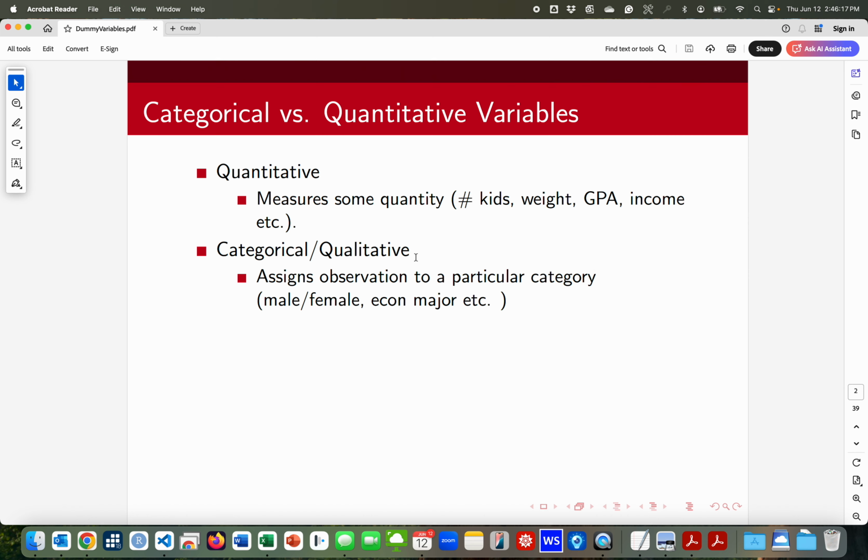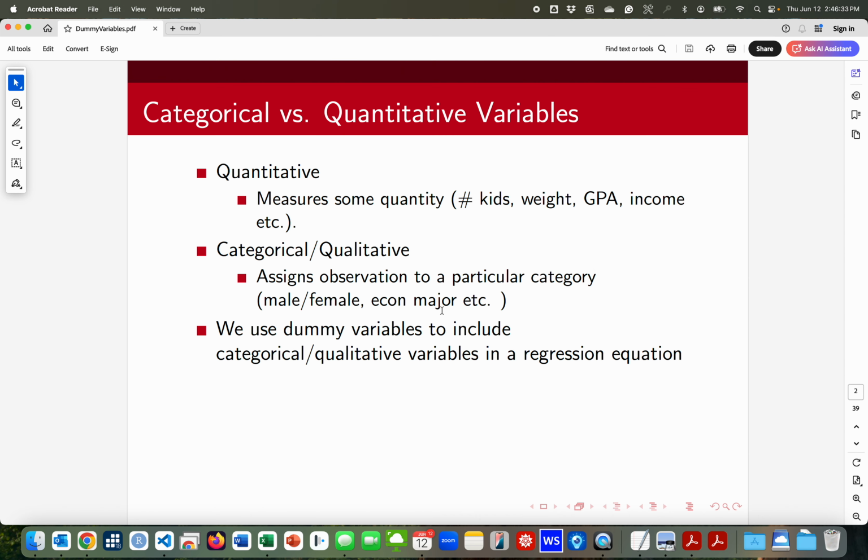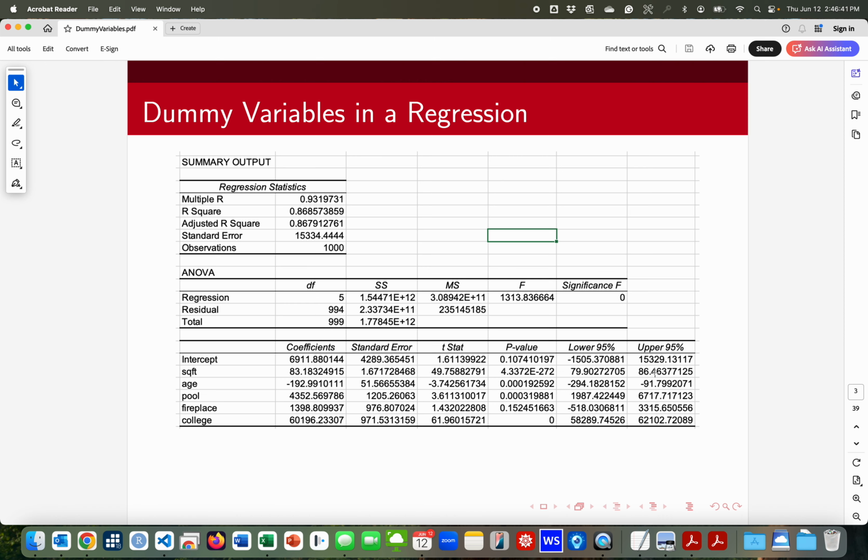So, is there a difference in wages for males and females? Is there a difference in average starting salary for econ majors versus non-econ majors? So these are things we are often interested in, but we have to convert these qualitative categorical variables to something that's quantitative so we can include it in the regressions. And we do that using dummy variables. So we convert these words to zeros and ones so that we can include them in a regression equation.